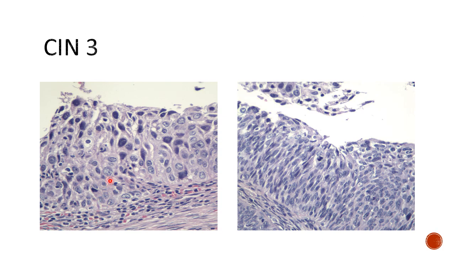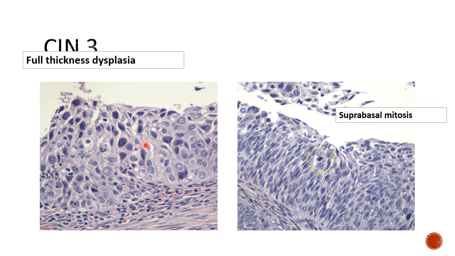Okay, so again, another image on CIN 3. Full thickness dysplasia, very haphazard arrangement, very hyperchromatic and atypical looking cells, as you can see here. And on the right hand side, just want to highlight suprabasal mitosis, which is another feature of high grade dysplasia.